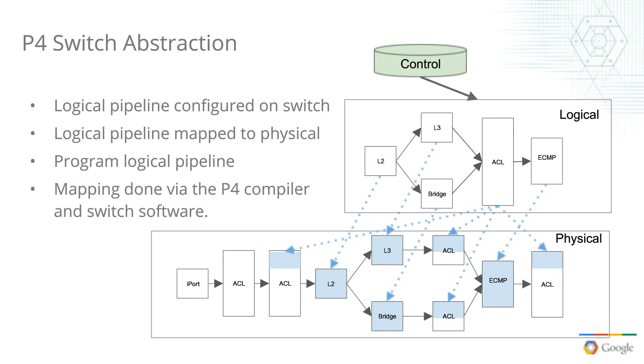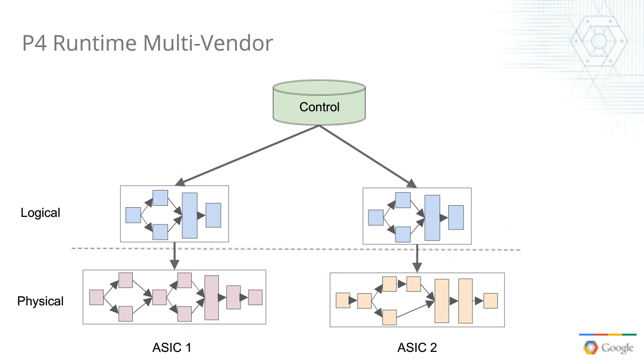Because P4 is a compiled language and has a compiler, we can leverage that compiler for smart mapping of a logical pipeline onto a physical pipeline. This allows us to put different types of ASICs into our network, and a controller just sees a common logical interface and interacts with all different types of switches in the same way. So the different implementations of ASICs are abstracted into a single model. And the P4 compiler and the software running on the switch are responsible for mapping that logical pipeline onto the actual physical implementation. In this way, we can drop new devices into the network with no changes to our controller.